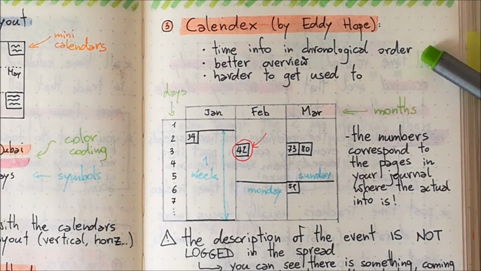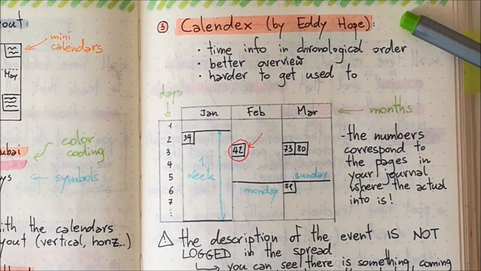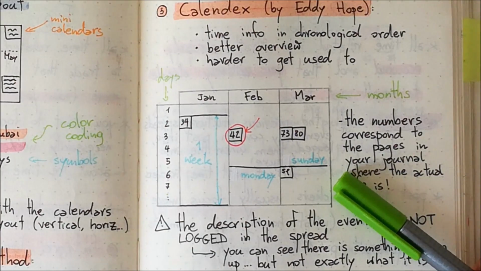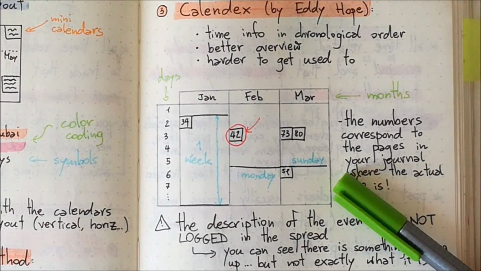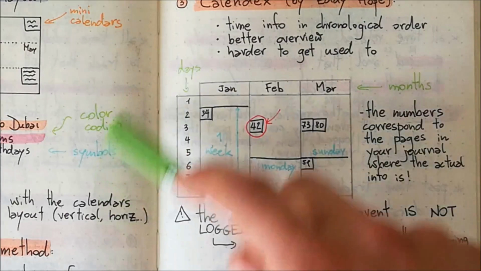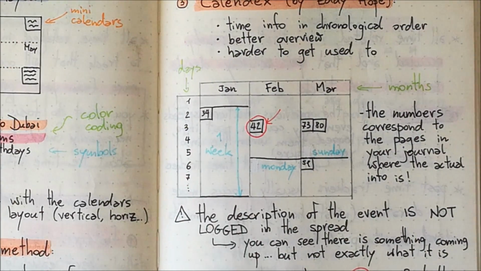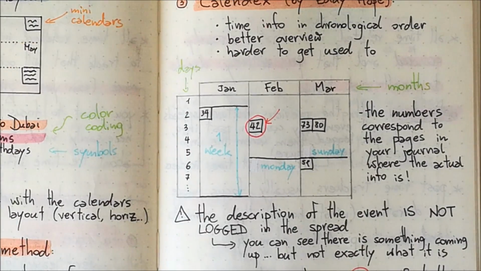To avoid this problem, the Calendex by Eddie Hope is what you're looking for. The Calendex is the hardest spread to set up, and it's kind of hard to get used to it. However, it gives you a better overview, and you have a clearer view of when things are, and you have the info in chronological order.